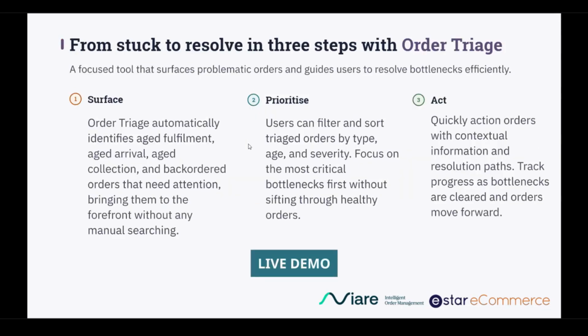So Order Triage is a focus tool. And we wanted to make sure that you can deal with these orders really quickly. So there's 3 easy steps. Firstly, we identify these orders in the categories mentioned. And second, you can then prioritize these orders by type, age, and severity, and focus on the most critical bottlenecks first.